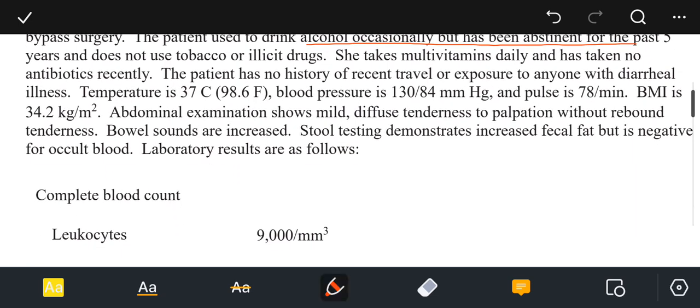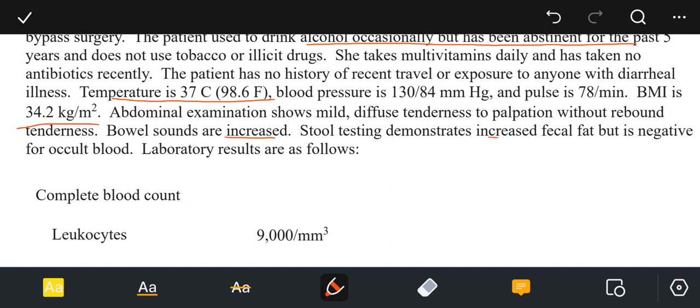Temperature is 37 degrees Celsius, that is 98.6 degrees Fahrenheit. The blood pressure is 130 by 84 millimeters of mercury, and the pulse is 78 per minute. BMI is high, that is 34.2 kilograms per meter squared. Abdominal examination shows mild diffuse tenderness to palpation without rebound tenderness. The bowel sounds are increased.